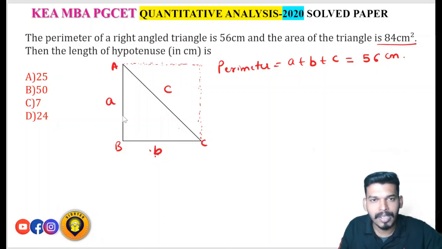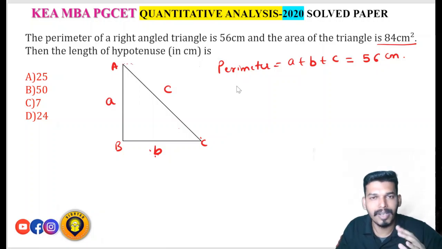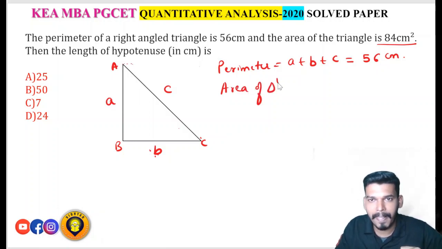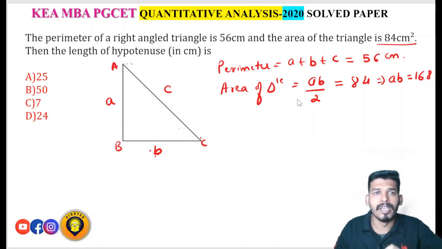So if you consider it a rectangle, the area is length into breadth, that is a into b. But the triangle is half of this, because the half portion is cut. So the area of the triangle is ab by 2, that is half into base into height. So ab by 2 is equal to 84 centimeter square. Therefore ab value is 84 into 2, that is 168. Okay, what do you have to find?